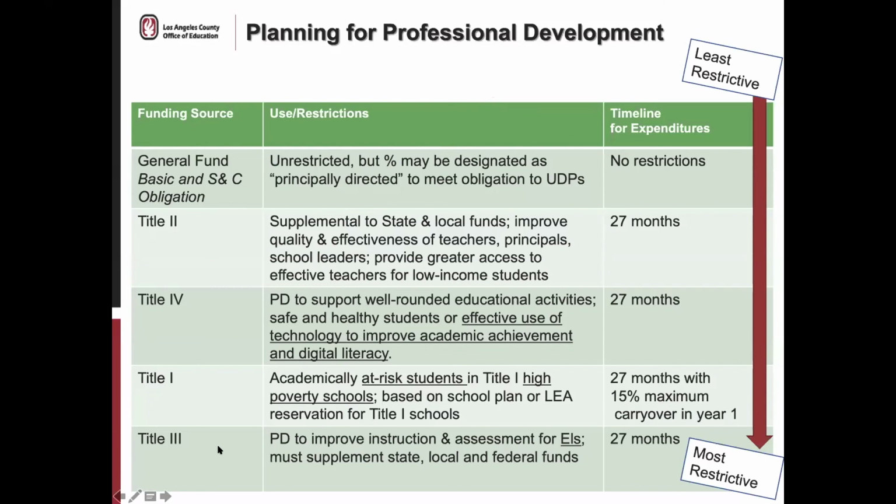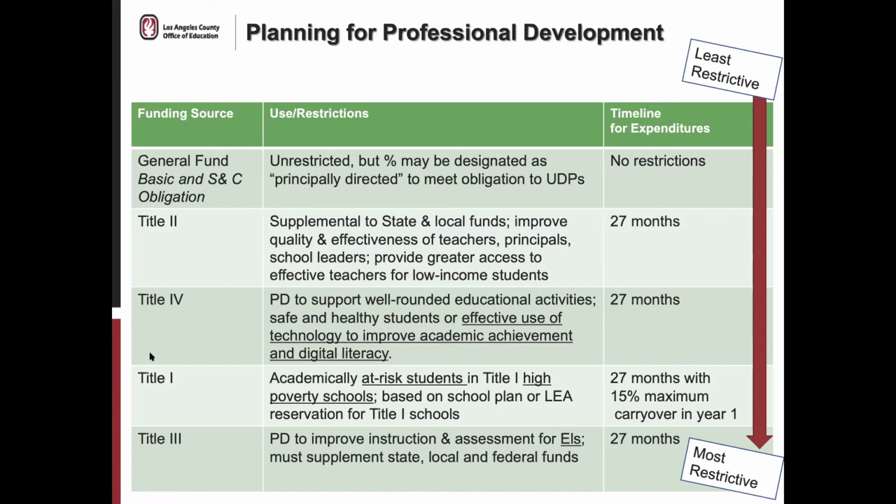Now as we go down the list, we come to Title I. Title I, a lot more restrictive. It's for academically at-risk students in high poverty or Title I schools. It needs to be based on a school plan or in the LEA reservation. So a lot more tightness on what you can do. Same 27 months timeline, but you've got a maximum 15% carryover in normal years. Okay, so that's something to keep in mind. Those funds need to be spent more.